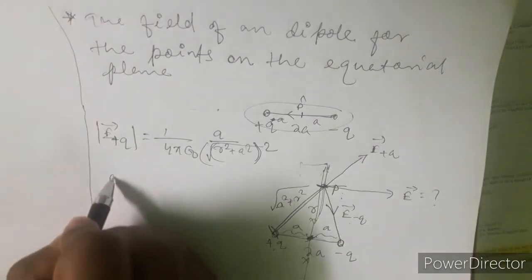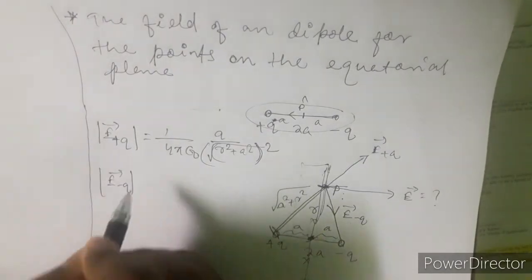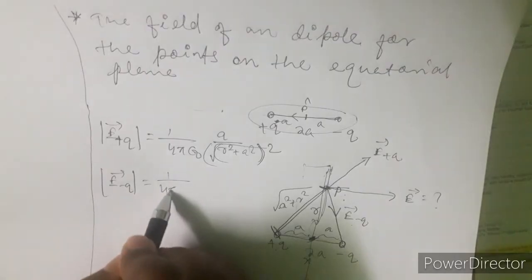What is E minus q? E minus q, you can write, is 1 by 4 pi epsilon naught.